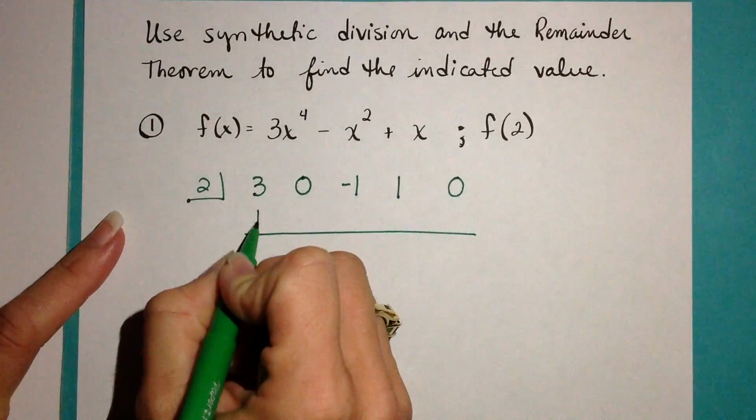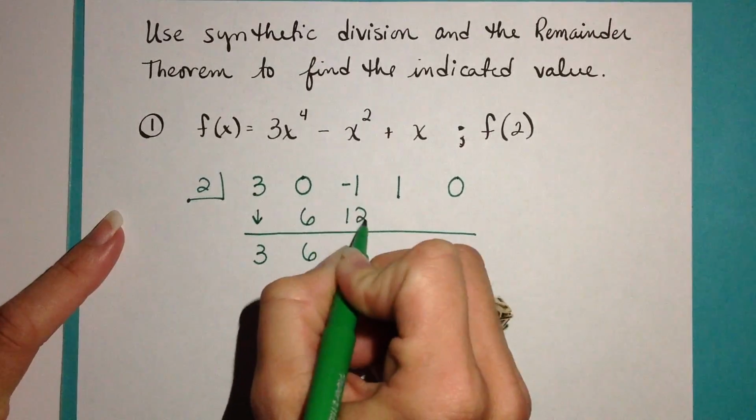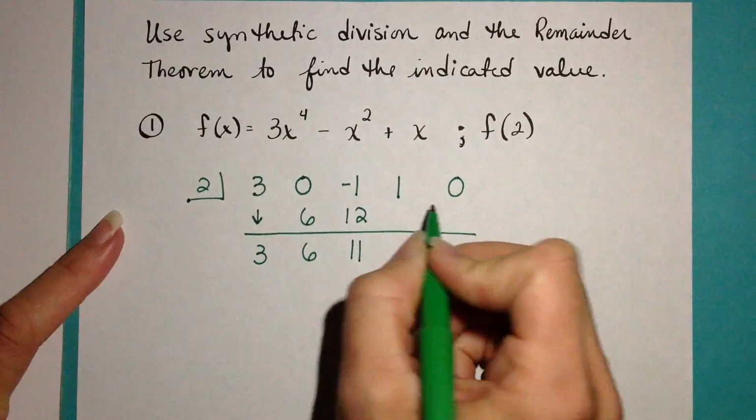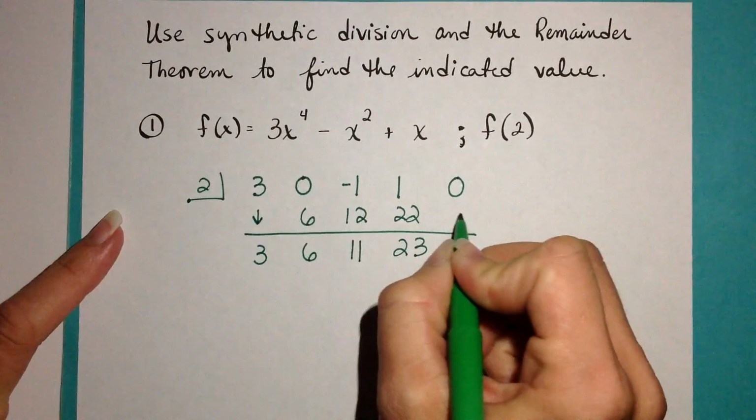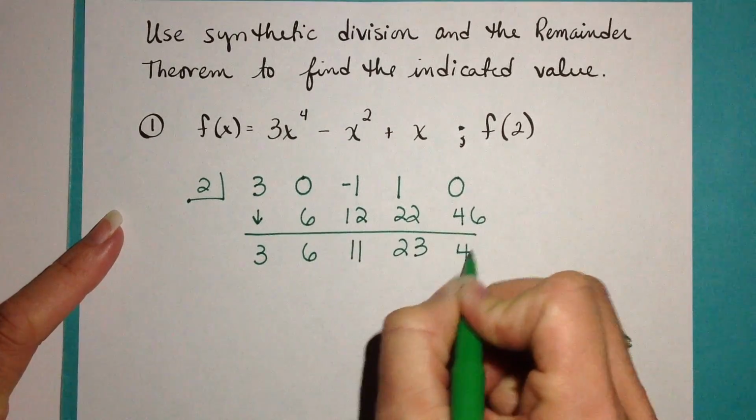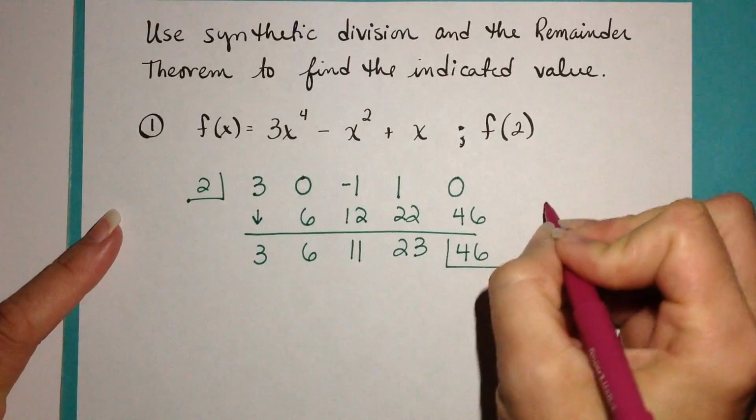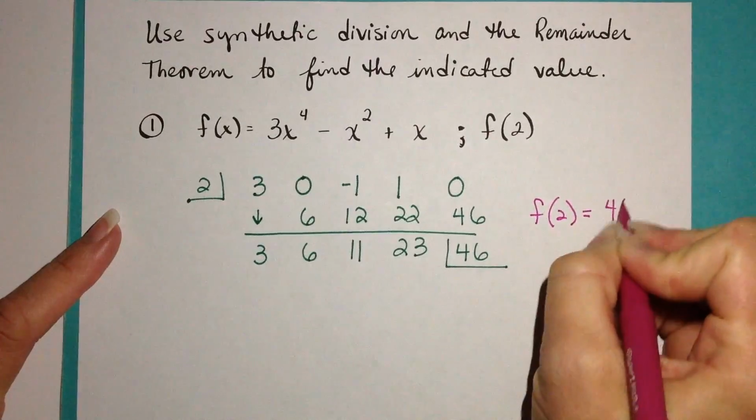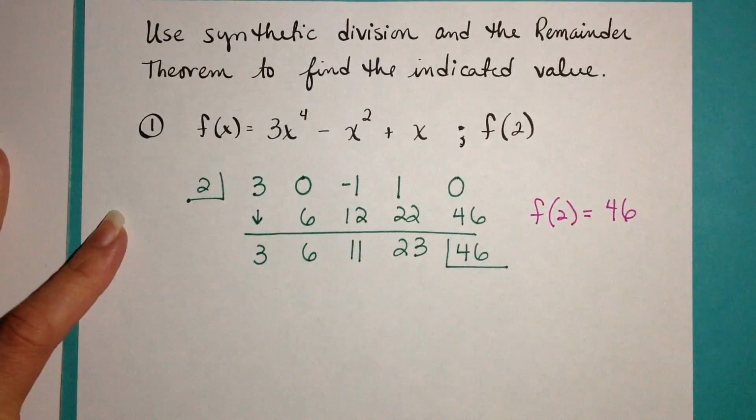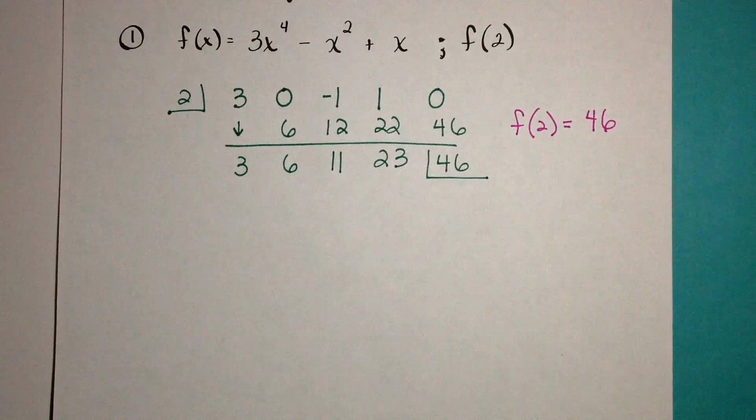So if I run through my synthetic division, I end up with a remainder of 46. So what this means is that f of 2 is equal to 46. Now, if you wanted to check this, you can just check it with direct substitution, like in your calculator.